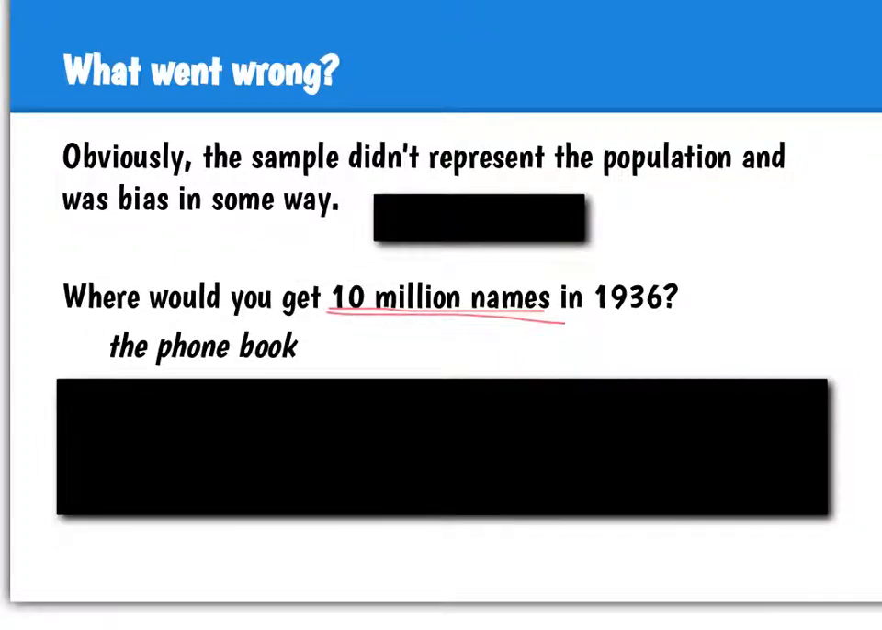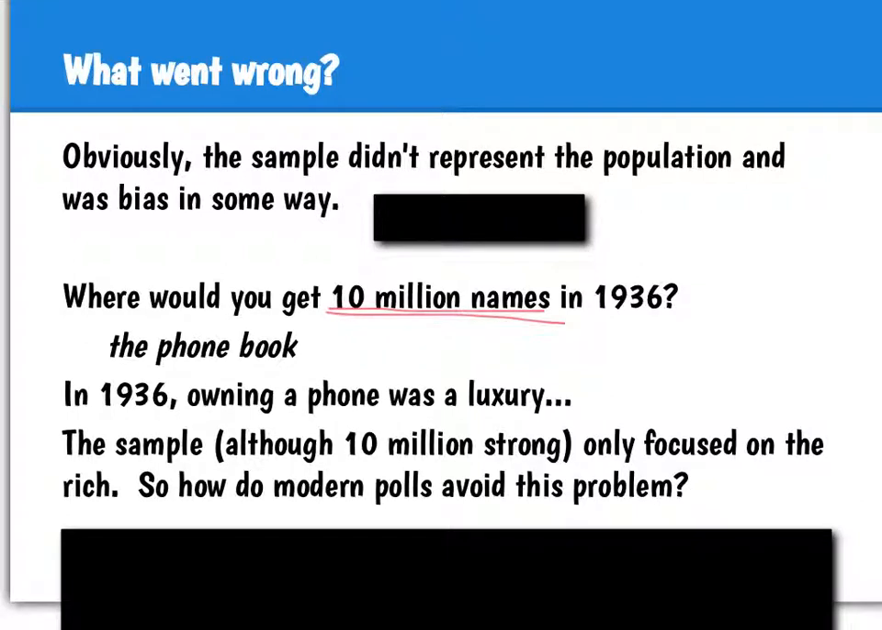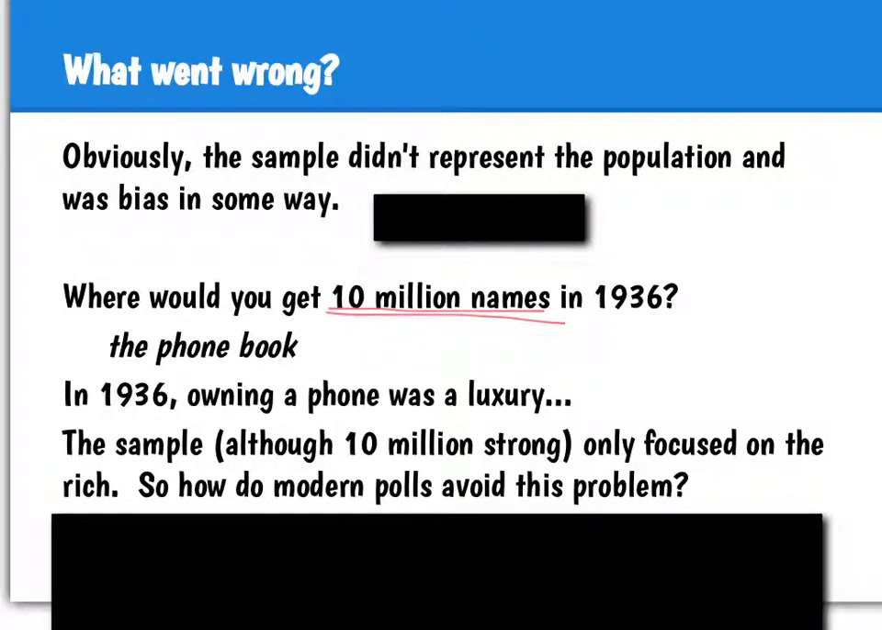The phone book. And what kind of people had phone books? Not phone books. What kind of people had phones in 1936? Rich white people. Okay? So owning a phone was for the rich. The sample, although it was 10 million strong, didn't focus on everybody. So how do modern polls avoid this problem? How do we fix it?